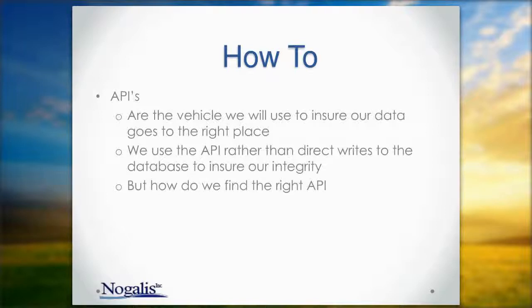When we use an API rather than direct writes to the database, we ensure integrity. In our particular situation, we aren't writing anything to the database, but in most cases, you're going to be doing something. You may want to change a status. You may want to change something that goes on. The same APIs that we use to read the information most often can be used to write the information back.